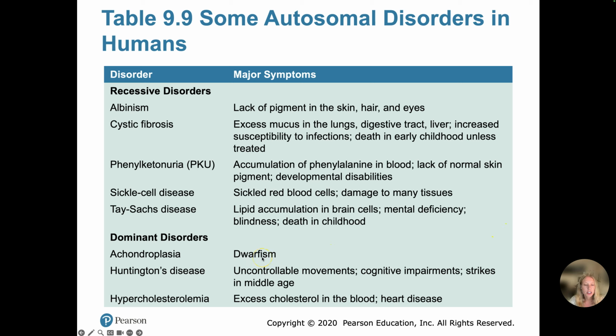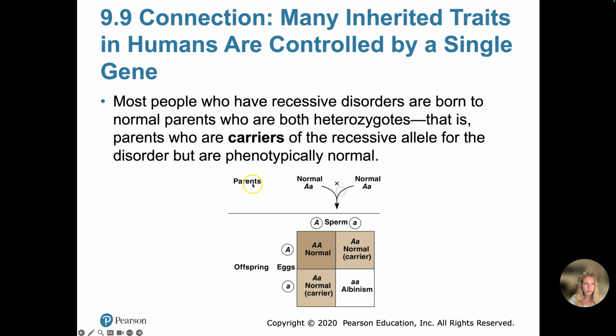Notice that just in this short list, with the exception of Huntington's disease, the dominant disorders tend to be a little less serious, whereas the recessive disorders, besides albinism, a lot of times result in early death or death at a young age. So generally, we see that recessive disorders are a lot more fatal or severe than dominant disorders.